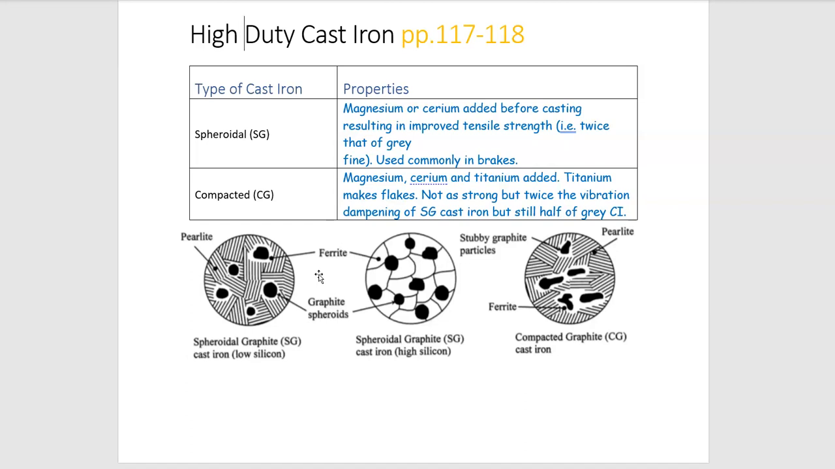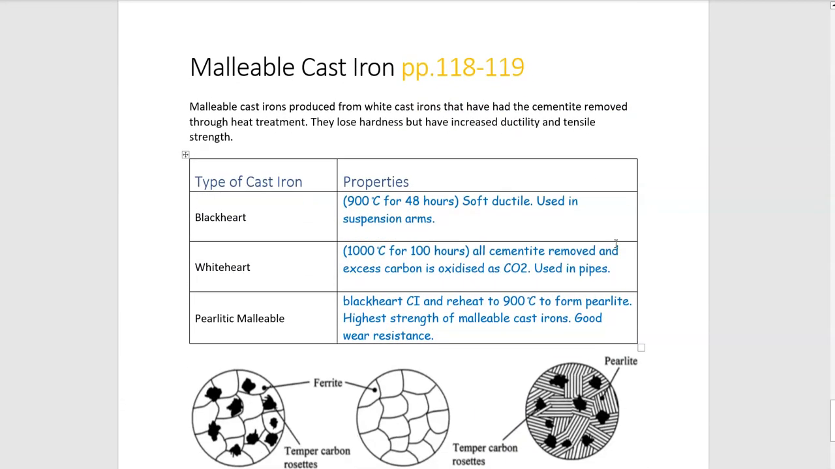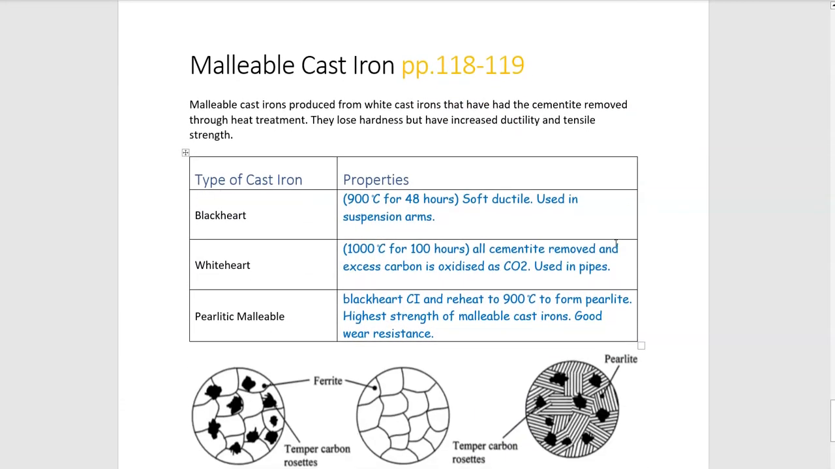And we have compacted graphite. So rather than being spheroids, it's more flattened. And we're adding magnesium and cerium and titanium. And it creates flakes, not as strong, but twice the vibration dampening as spheroidal cast iron, but still only half of grey cast iron. So that is the difference there for heavy-duty cast irons.